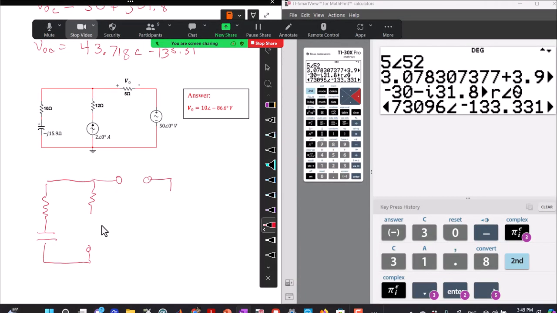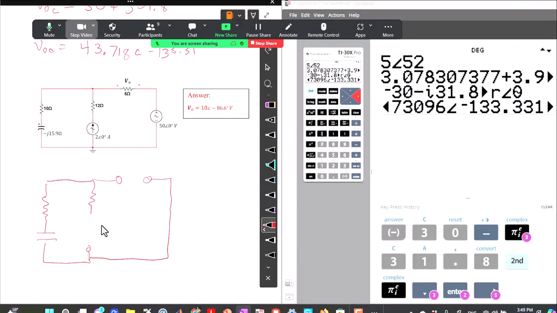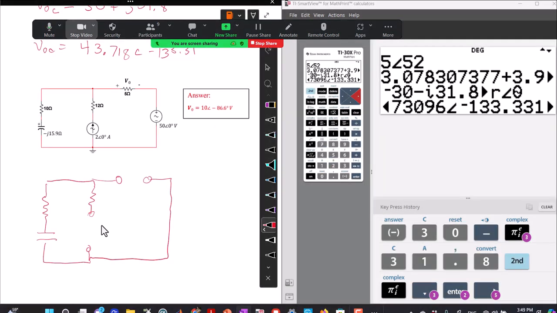Now, I still don't have a resistor here because that's where I'm going to put my load. So that's why I didn't put that resistor in. So I want to find the equivalent impedance of everything that's left.